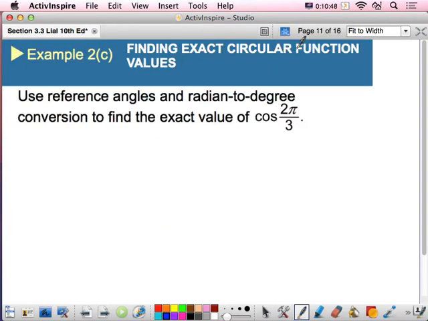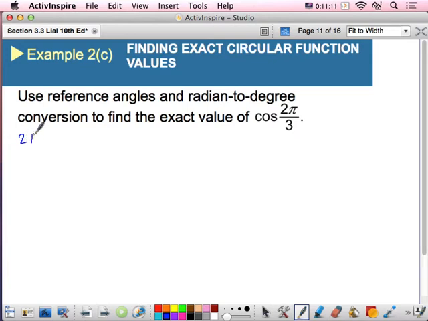Okay, for example 2C, they're asking you to use reference angles and radian to degree conversions to find the exact value of cosine of 2 pi over 3. I will never ask you to do that. You can do it any way you want on a quiz or test, and most of us know enough not to have to do that. But just in case some of us have forgotten how to convert, let's actually work it that way.